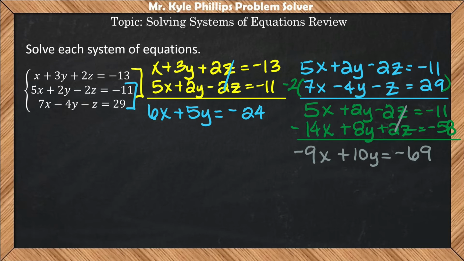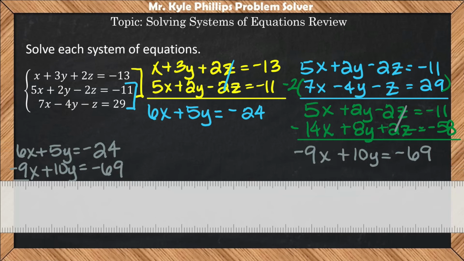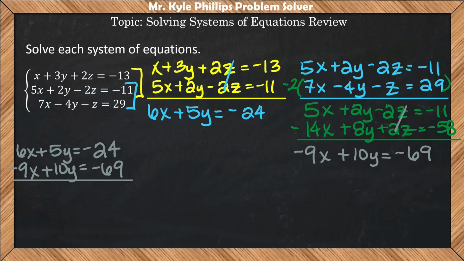So now we have two equations here, and both of them have two variables. So we're well accustomed to working with this and solving for one variable. So that's what we're going to do now. We're going to take these two equations and we're going to create an additional system so that we can solve for x and y. So we'll write this out. We have 6x plus 5y equals negative 24, and we have negative 9x plus 10y equals negative 69. And now we need to solve for either x or y.